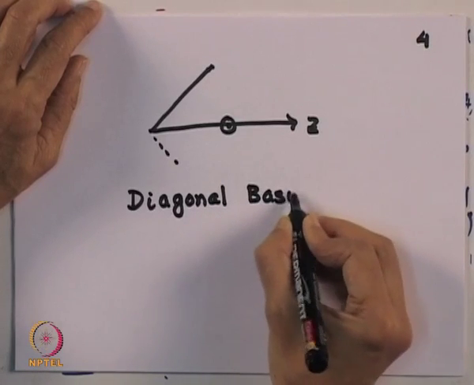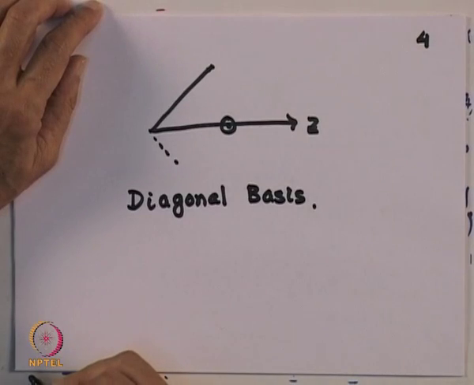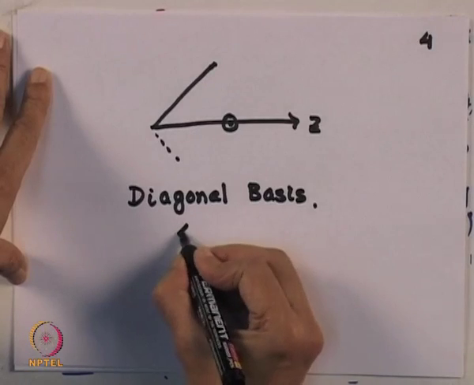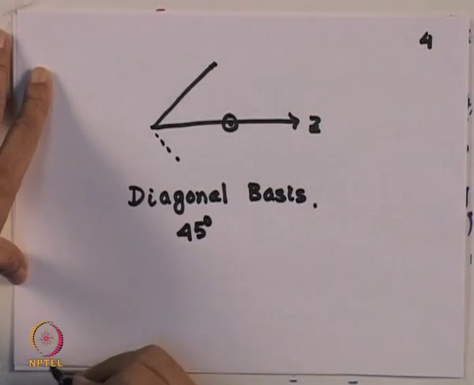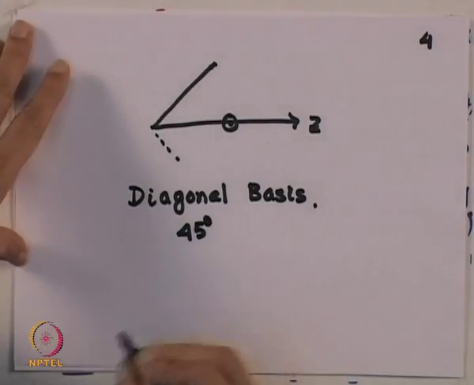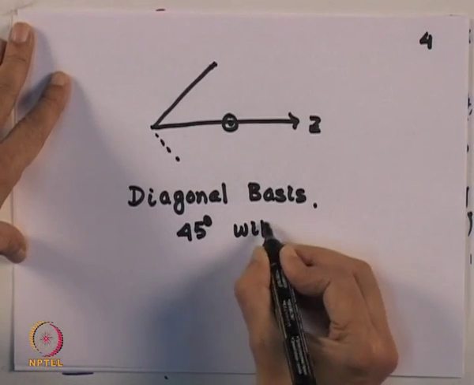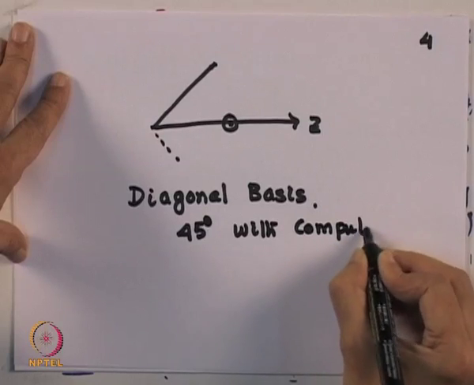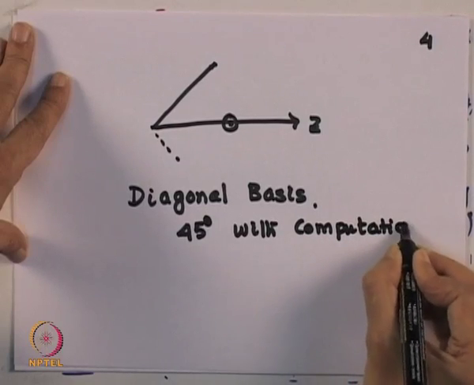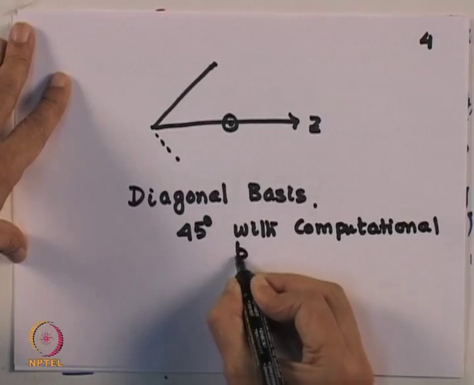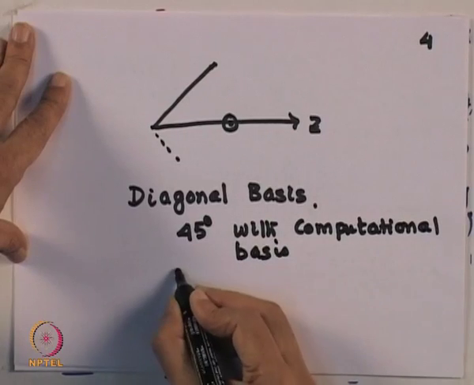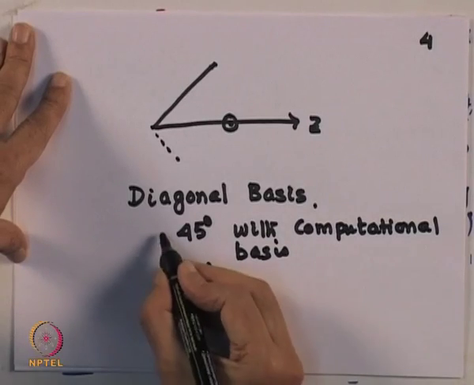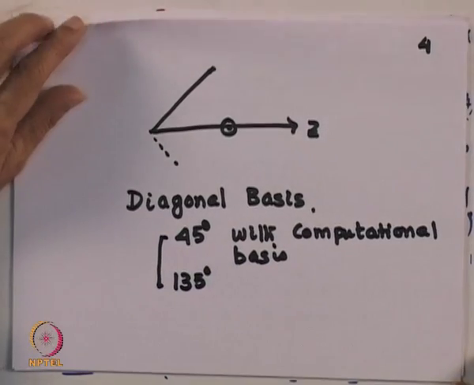So in a diagonal basis, one of the directions is taken as making 45 degrees with, let us say, the x-axis, or the computational basis. And the other one is at 135 degrees with the same direction. So this is a pair.